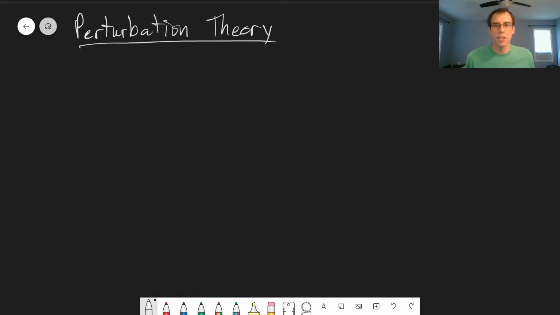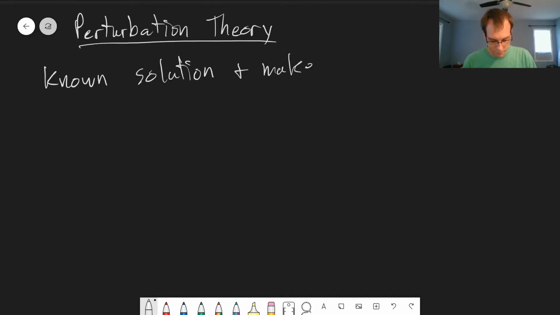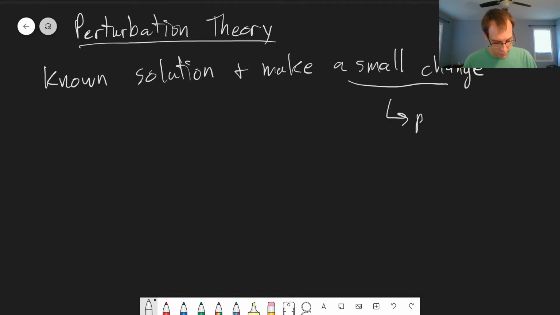The second approximation method we're going to discuss is perturbation theory. Perturbation theory is the idea that we can take something with a known solution and make a small change to it, and then find energies and wave functions from that. The small change is what we refer to as a perturbation.